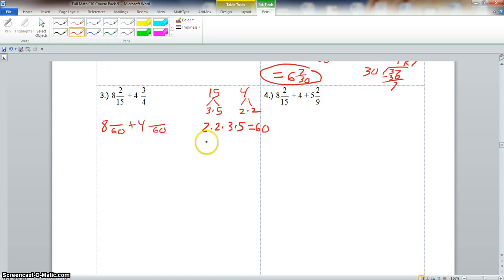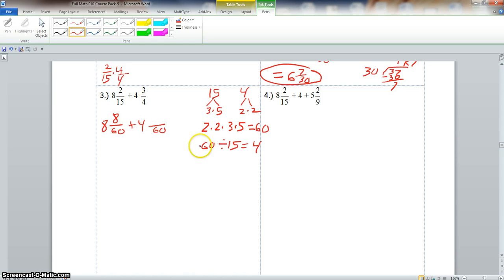Now we take the new denominator divided by the original denominator. 60 divided by 15 is 4. So we know we're going to multiply this 2/15. I'm going to just write it up here so we'll have more room. We're going to take this 2/15 times 4 over 4. 15 times 4 is 60. 2 times 4 is 8.